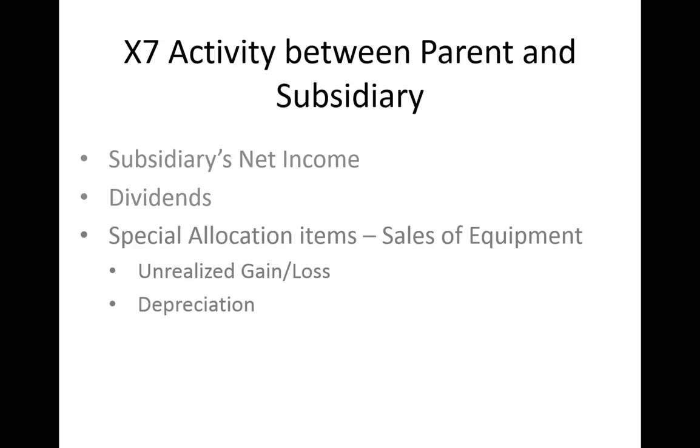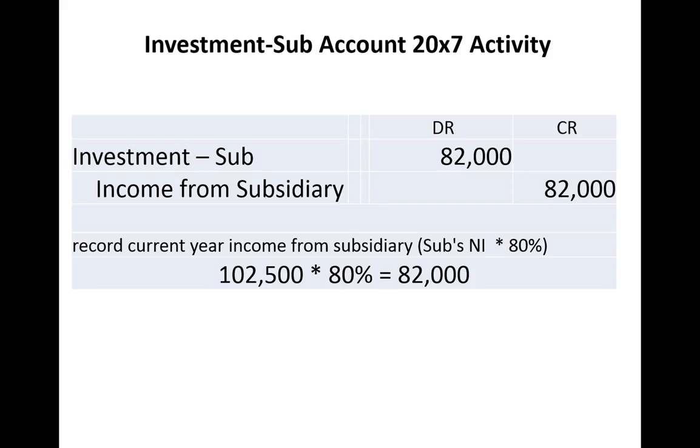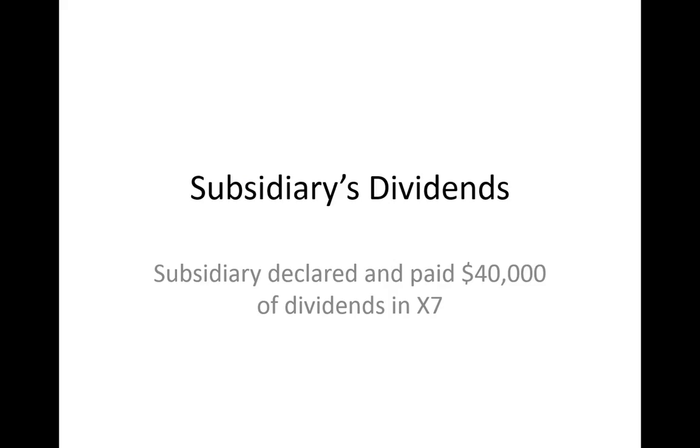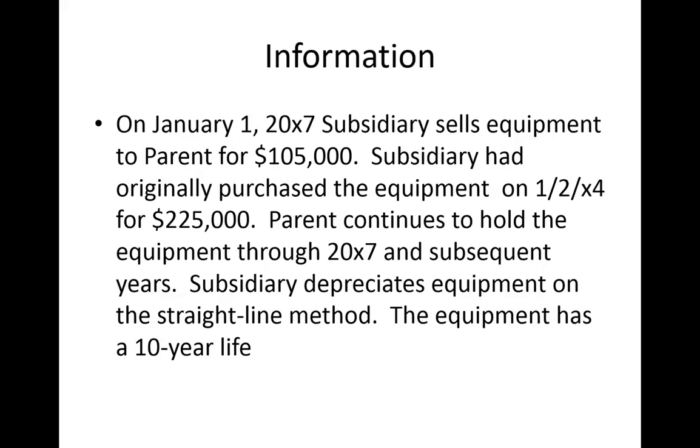The X7 activity will include the net income and dividends, and we're going to focus on the special allocation items, which includes the deferred gain or loss, or unrealized gain or loss, and the depreciation. Here is the subsidiary's income allocation and the dividends. We can now address any unrealized gains or losses and depreciation that come about. Here's the information. The sub sells it for 105. Sub purchased it for 225 a few years ago, and we can look at that.